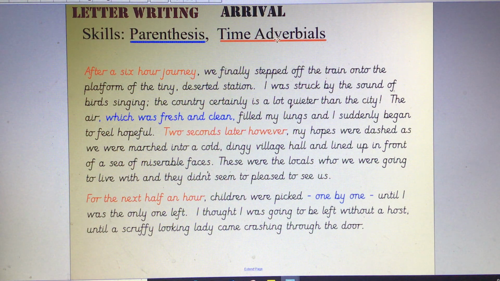Here is a little example of an arrival section of your letter. I've put the examples I've used of time adverbials in red, my examples of parenthesis in blue. I want you to read the examples. I'll show you over the next couple of slides. By all means, you can take ideas from them and use them in your own independent writing, but I want it to be your words. So take ideas, don't copy exactly. You can pause the video, have a read of this section.